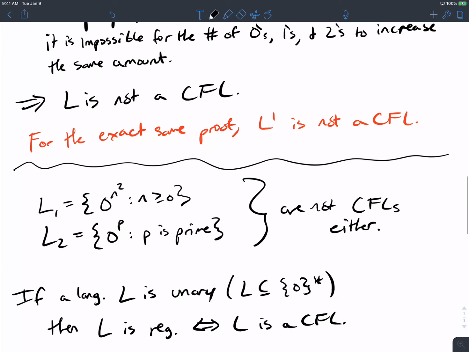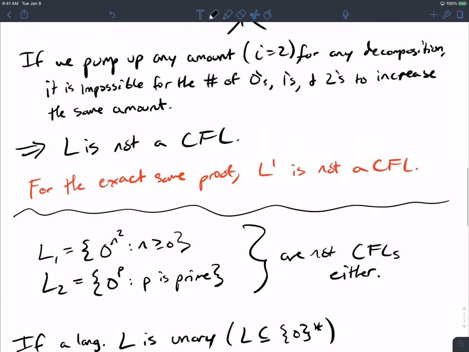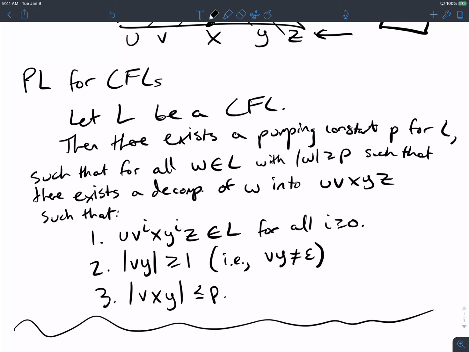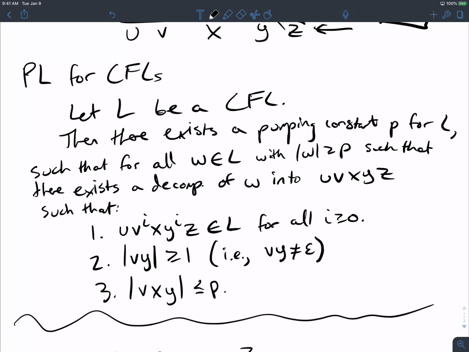Consider if this language is unary. There's only one character. We'll go back up to the statement of the pumping lemma here. It says that if we have a unary language, then if it's a CFL, then it's also regular. We know that if a language is regular, it already is a CFL. So we only need to show that if we have a unary context-free language, it's also regular. Looking at the pumping lemma statement, we're really pumping the V and the Y part. But because the language is unary, we're really just pumping the same character.